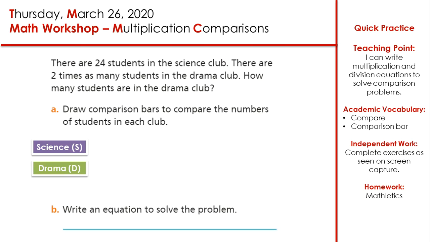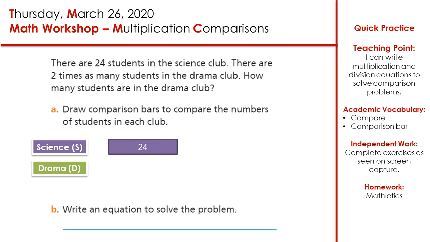So if I draw my comparison bars, which is how you're going to present every problem in this case, because you're supposed to use this type of comparison bars to illustrate the problem in this situation, so we can see the comparison going on. So I'm going to use these boxes right here, science with S for short and drama with D for short, right? So they're telling me that there are 24 students in the science club. So right there I have my 24 students in the science club.